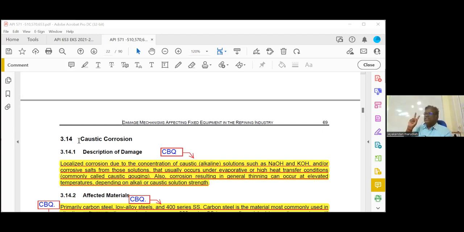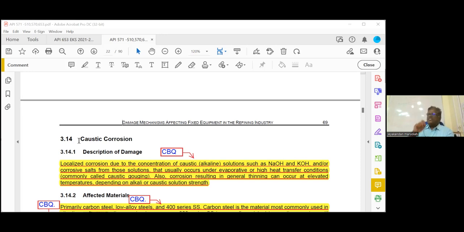Generally, in the industry, caustic is used for two purposes. One is to neutralize the acidic product. If you want to neutralize the acid, you have to add a caustic. Another one is as a catalyst. What is meant by catalyst? To make the reaction faster, to improve the reaction. That is called a catalyst.